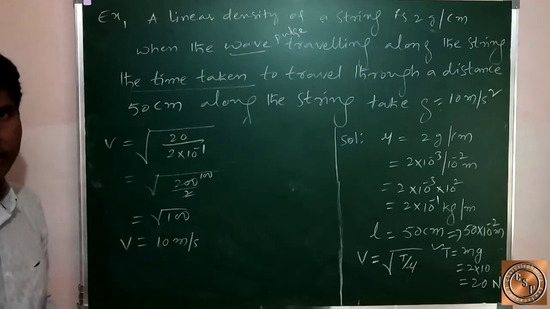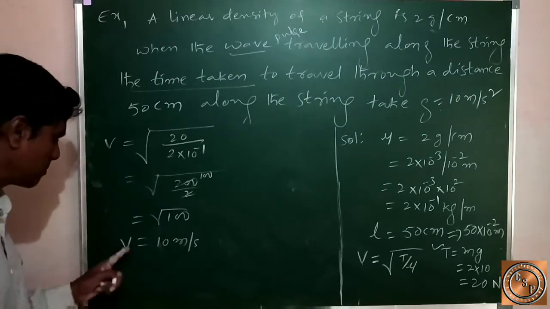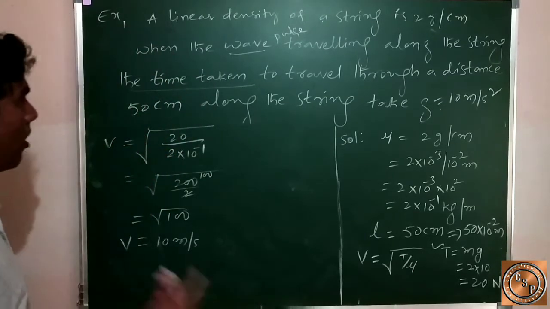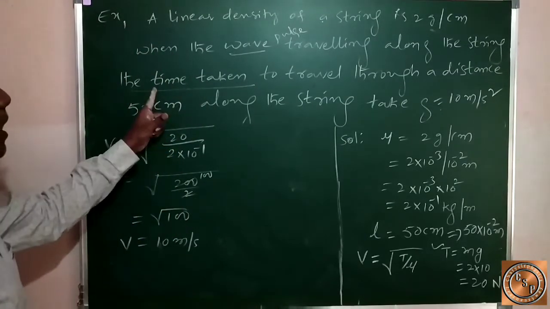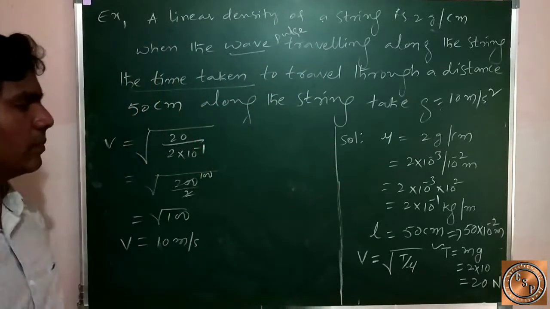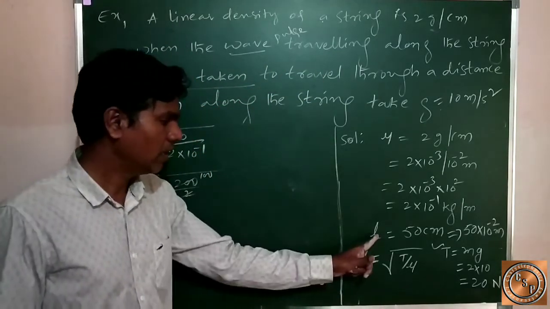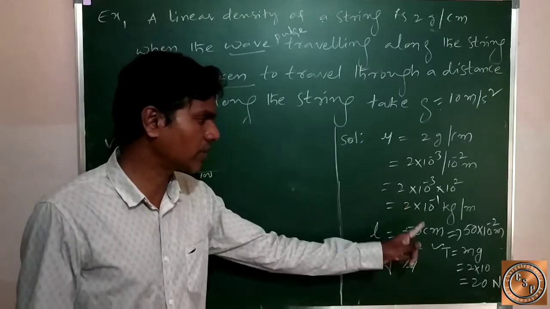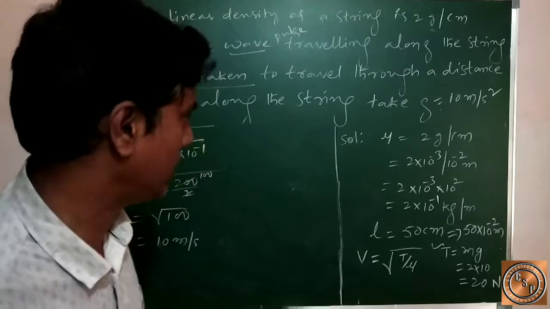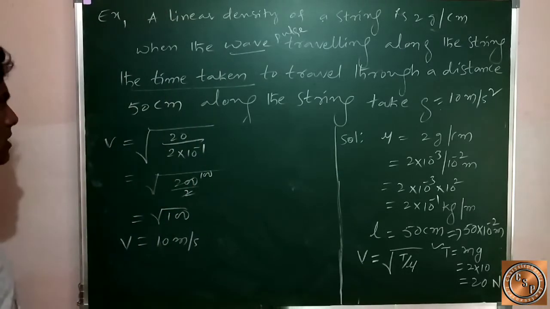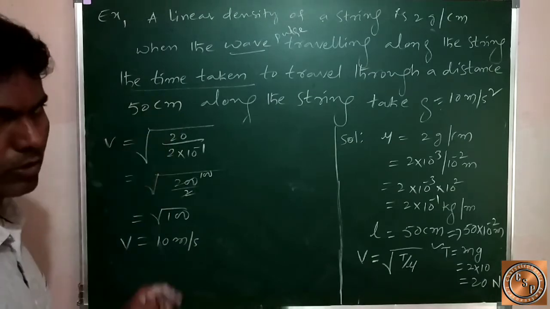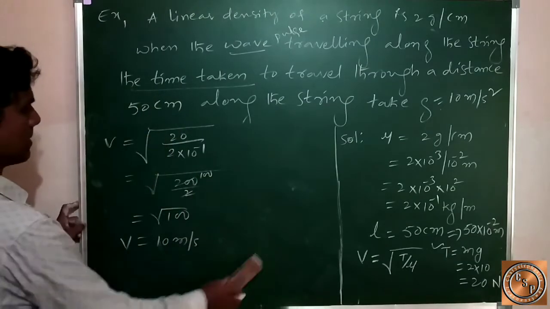First we have to calculate the speed. So what is the value of speed here? V equal to 10 meter per second. Then after that we have to find out the time taken to travel through a distance of 50 centimeters. The distance is given already, that is 50 centimeters. After converting, it is 50 into 10 power minus 2 meters. So let us calculate the time to travel the wave pulse on a string.